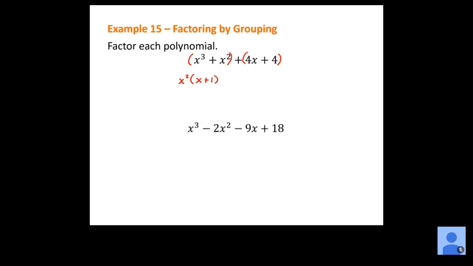Now we go to our other set of parentheses. Again, we're looking at common factors. Between 4x and 4, the only thing they have in common is the 4. So I'm going to bring out a +4. And if we look at what's left over from the first term, we're left with an x. And again, 4 divided by 4 is 1. So again, I need a +1 to hold the place of that 4.